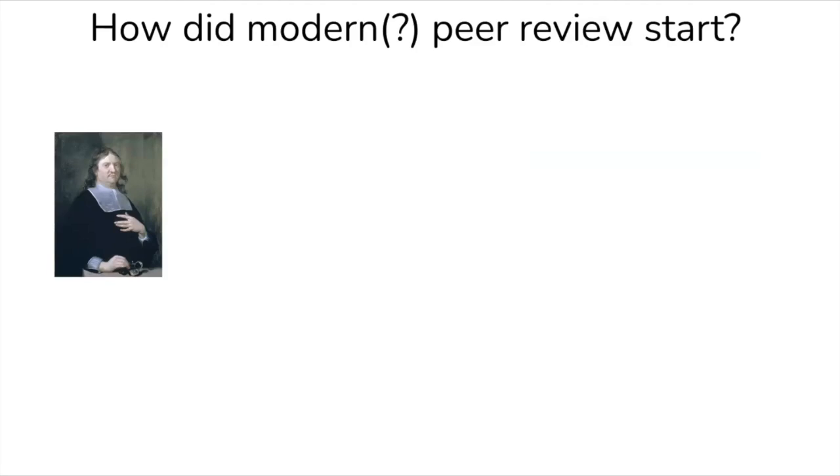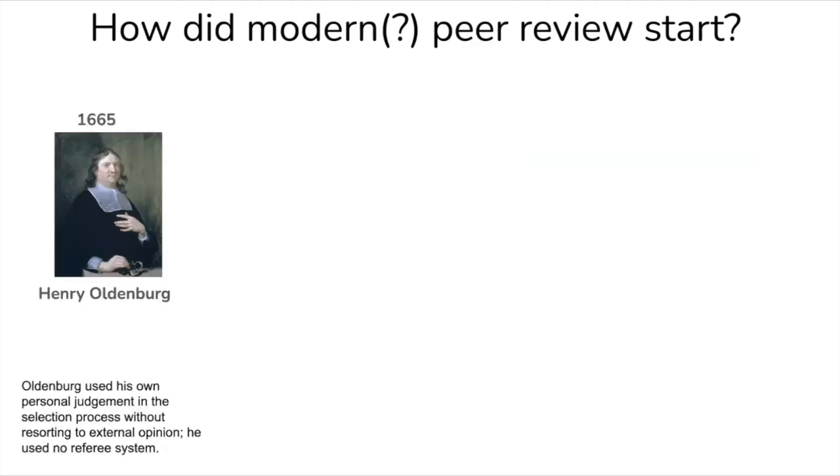Anyone who has any familiarity with the history of peer review will probably be familiar with this image of this gentleman here. This is Henry Oldenburg, and in 1665, he was the editor of the Philosophical Transactions, which was published by the Royal Society in London. I think he was also the first secretary of the Royal Society. And when we talk about modern peer review, this name comes up a lot because Henry Oldenburg is often attributed as effectively inventing peer review.